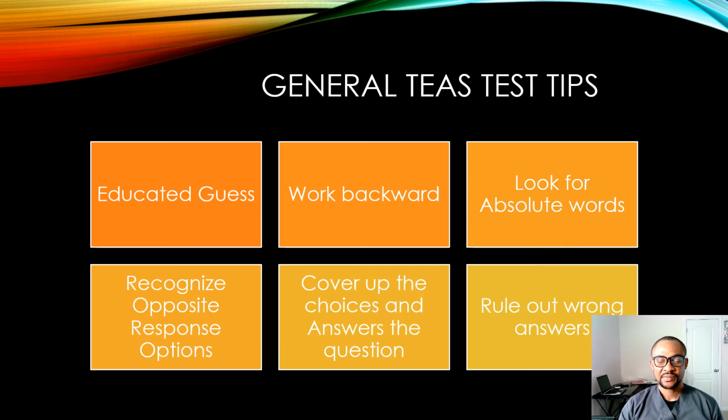So the last tip, as we can see on the slide, is rule out wrong answers. You can do this by using your existing knowledge. You might be able to identify an incorrect answer. Eliminate incorrect answers and focus on the remaining choices.